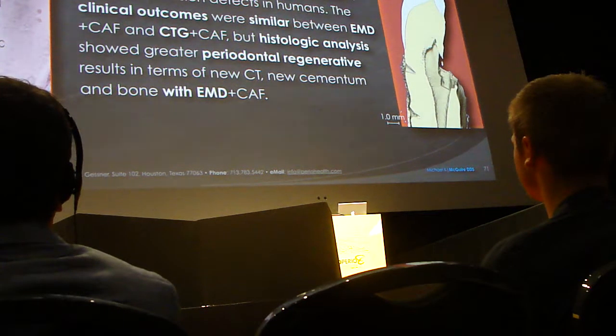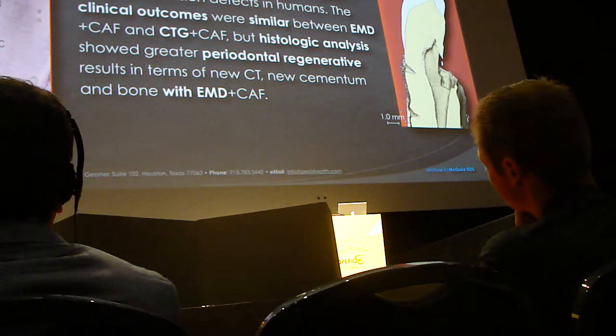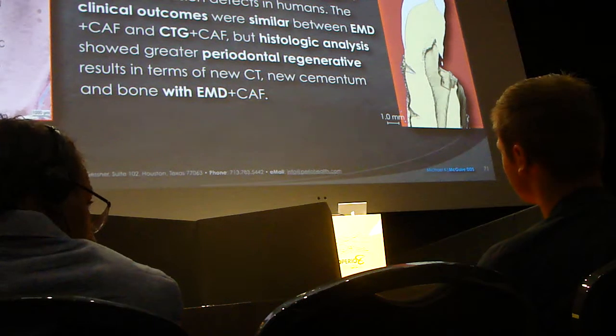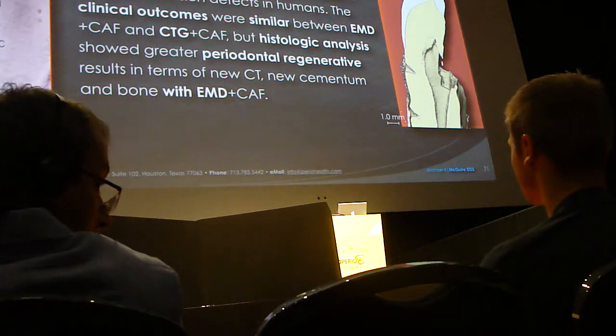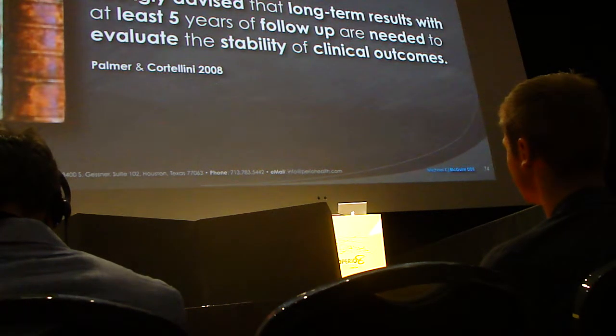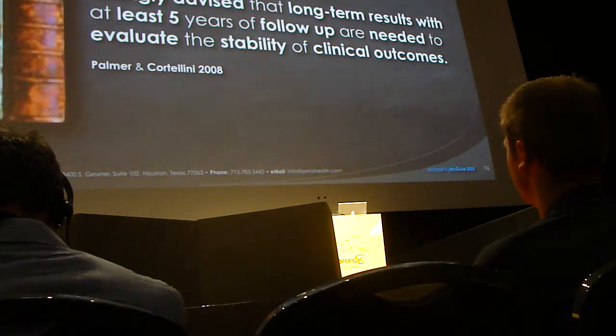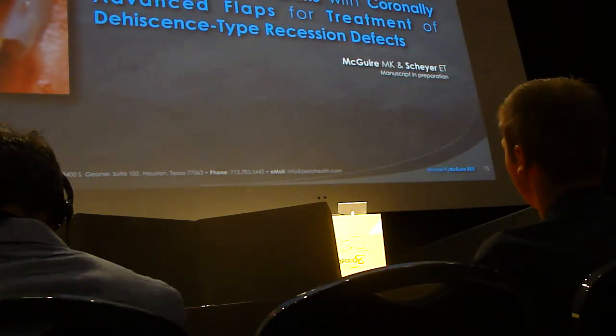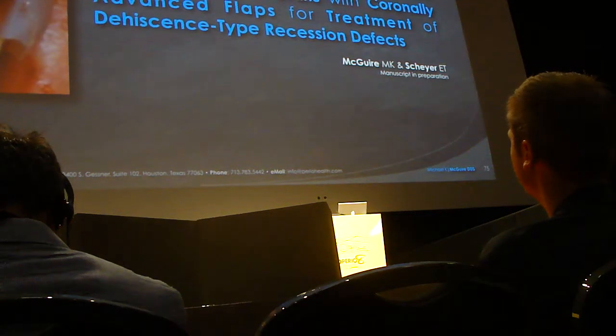So we conclude that, yes, enamel matrix derivative does promote root coverage, it promotes regeneration in a very different way than connective tissue graft, and we hope to have this published fairly soon. Well, how about stability? Again, very important. The European Workshop of Periodontology suggests that we probably want to wait 5 years to really look at materials before we can understand them, because everything looks good early on. And we follow all of our studies long term, where this paper's in preparation for manuscript.